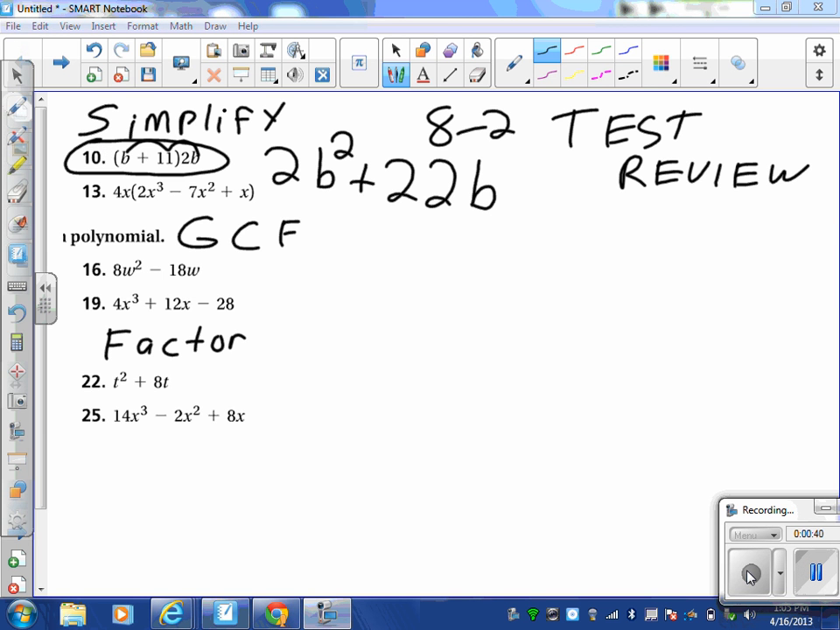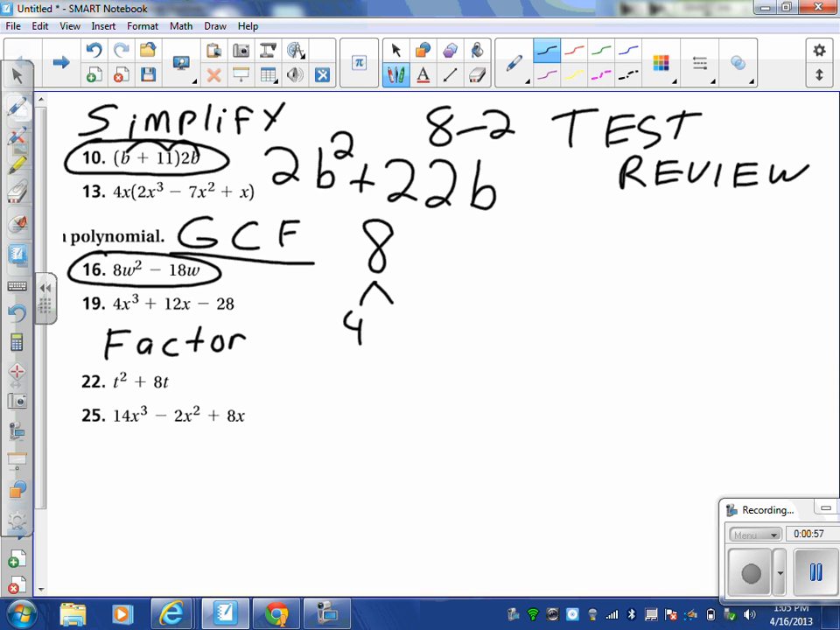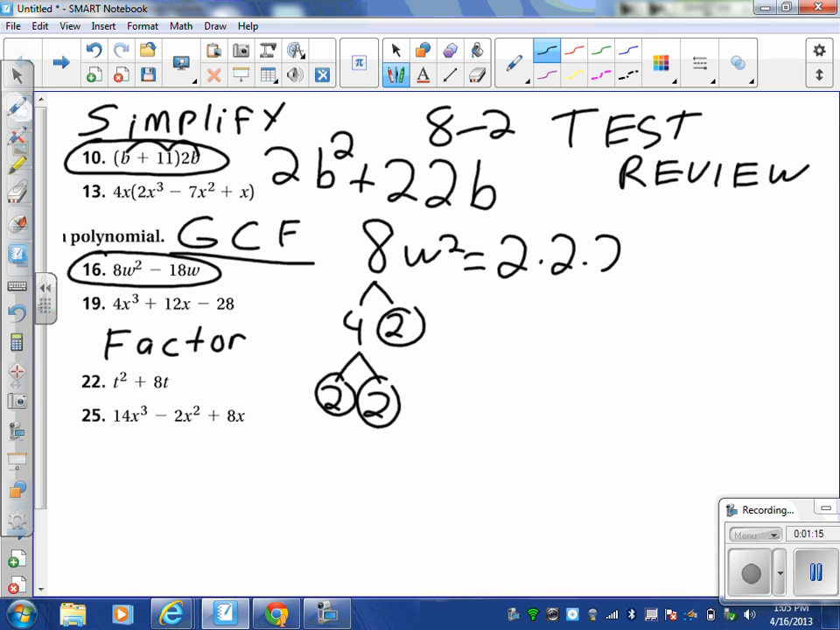Okay, let's take a look at number 16. This problem, you had to find the greatest common factor. To do that, you can find out which numbers multiply together give you 8. And that would be 4 and 2. And 4 breaks down into 2 and 2. So my factors for 8w squared would be 2, 2, and 2, along with 2 w's. Then I need to factor out the 18w.